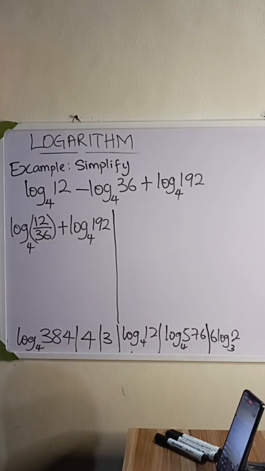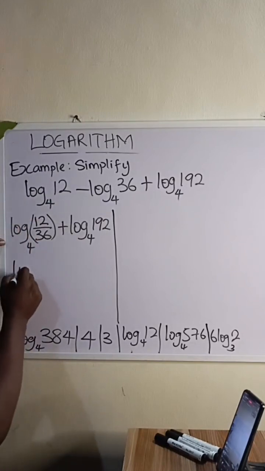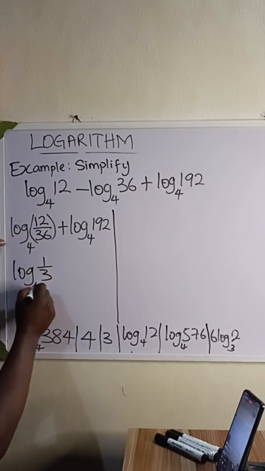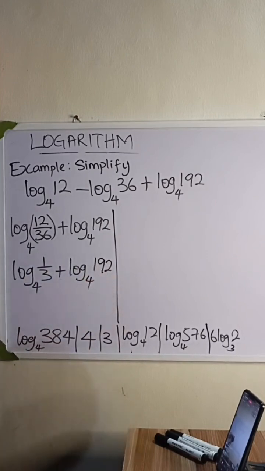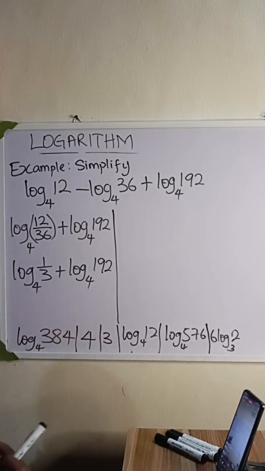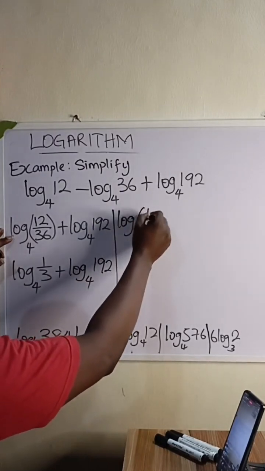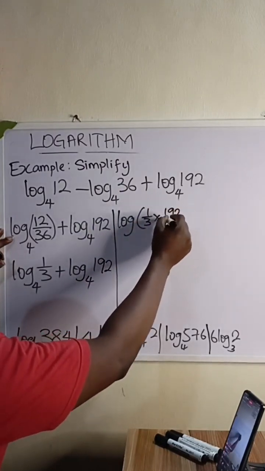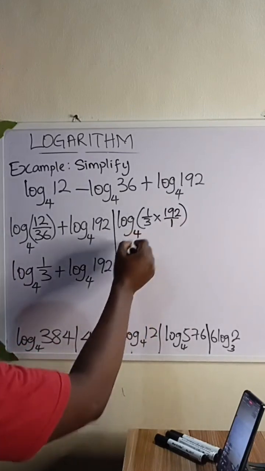Okay, someone said that. Marky said the answer is 64, okay? So if we do 12 divided by 36, we have log 1 over 3 is 4 plus log 192 is 4. So now we have plus. So we can now work on the addition law. So this will give us log 1 over 3 times 192. And remember, 192 is the same thing as 192 over 1. base 4.